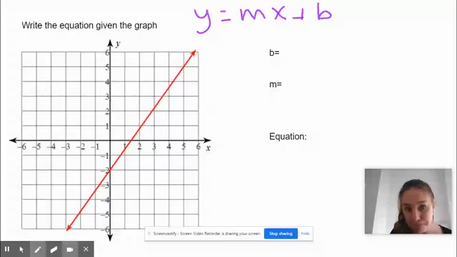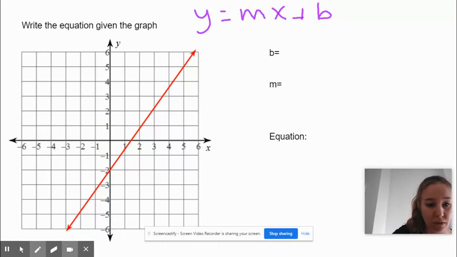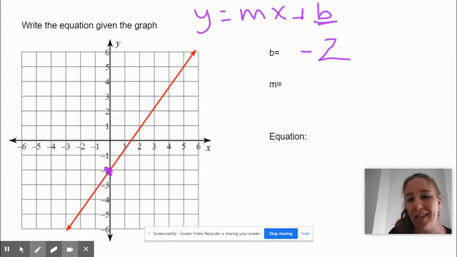So our y-intercept is represented by b. Okay, my stylus is not being nice. There, b. Right there, where does it cross over the y-axis? Right there at -2. So my y-intercept, my b, is -2. So that's a straightforward part.